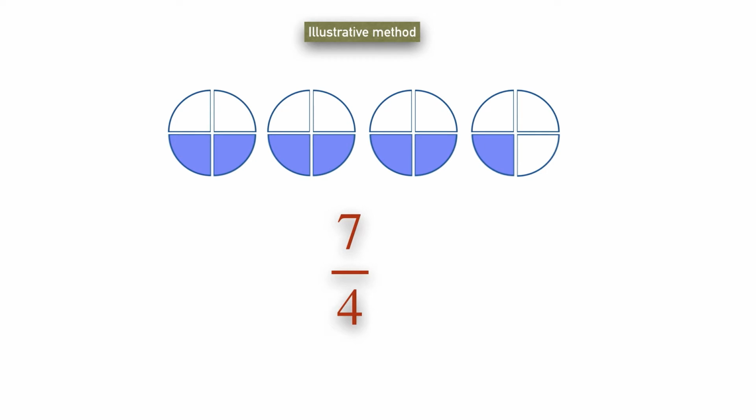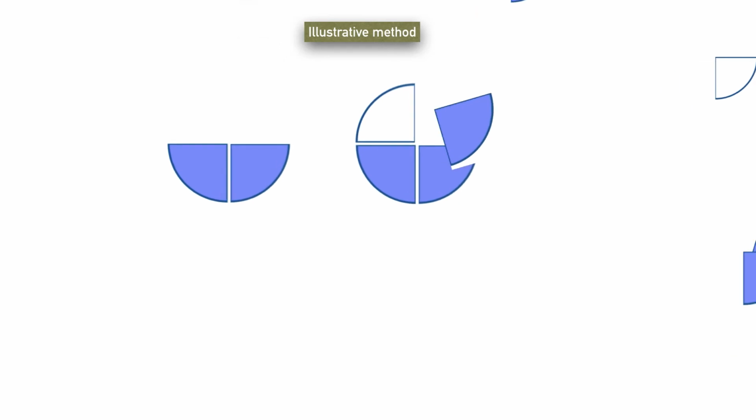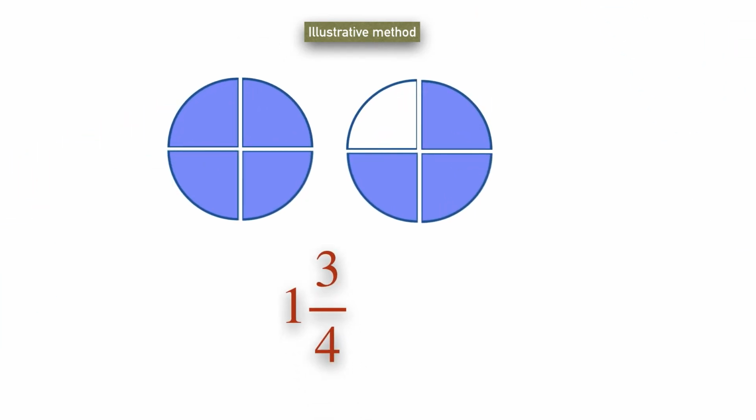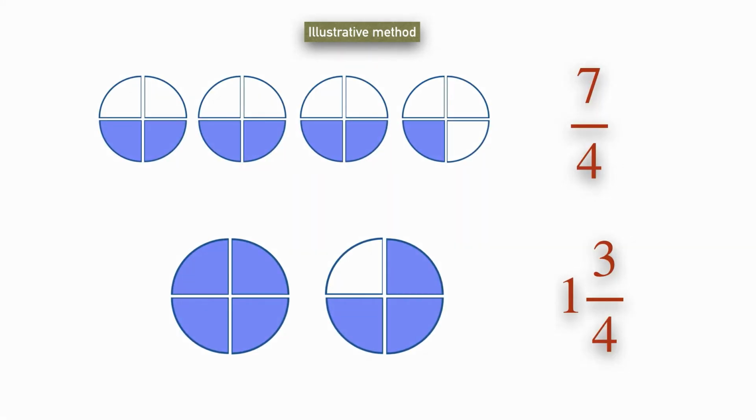Each shaded part is a quarter of a circle. So it is 7/4 as an improper fraction. However, we can reorganize this to give one whole shaded circle and 3 quarters. So as a mixed fraction, it's 1 whole and 3 quarters. As they represent the same portion, 7/4 is equivalent to 1 and 3/4.